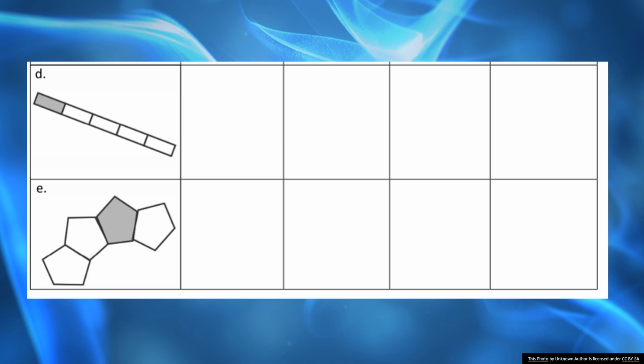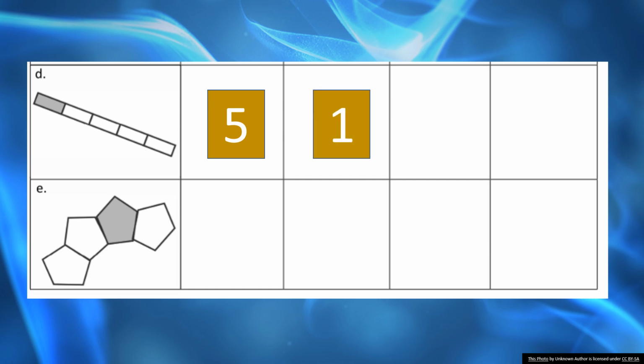All right, now let's take a look at letter D, the model or figure in letter D. We need to look to see how many equal parts letter D is partitioned or divided into. How many parts is model D divided into? Let's see. Well, if you said 5, you are absolutely correct. Now, I need to know how many of those pieces are shaded. How many shaded pieces do you see? Did you say 1? Because if you did, you're absolutely correct.